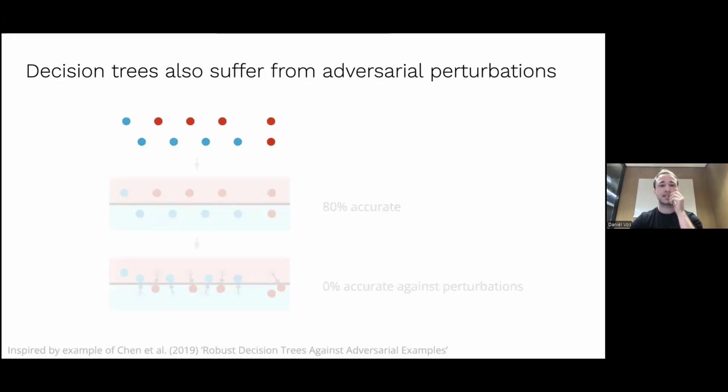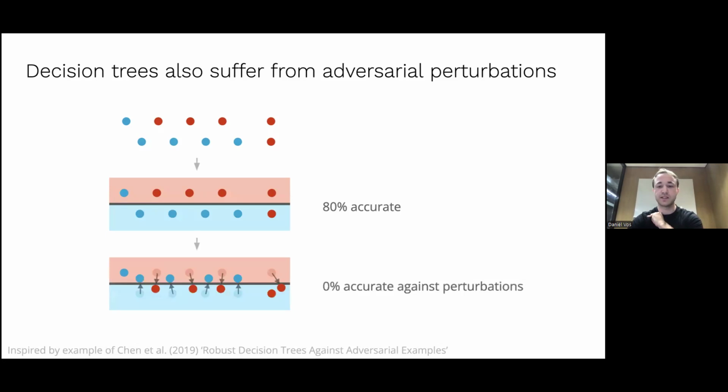And I'd like to demonstrate it like this. So consider a very simple data set where we have red dots and blue dots, and we're trying to classify them with a decision tree. We could make a very simple split in the middle and get an 80% accurate model. The problem is, though, that if we move each of these dots by a small amount, we get 0% accuracy. So if some adversary has control over these dots, this is a very bad model.